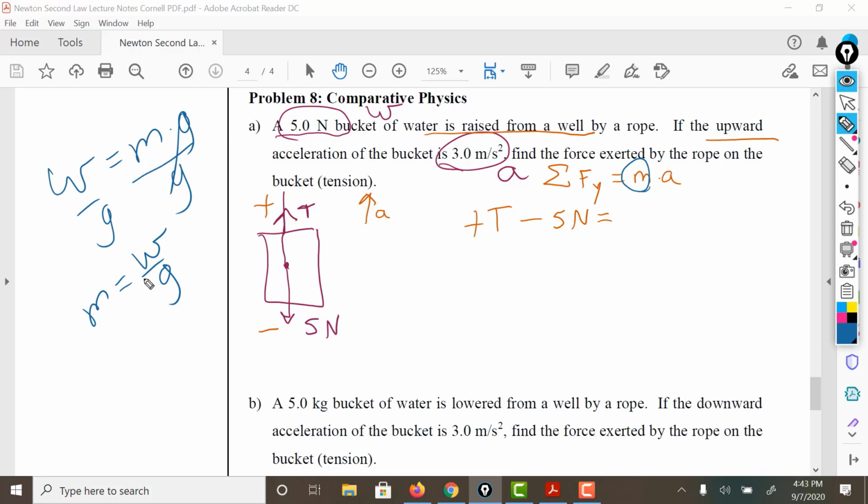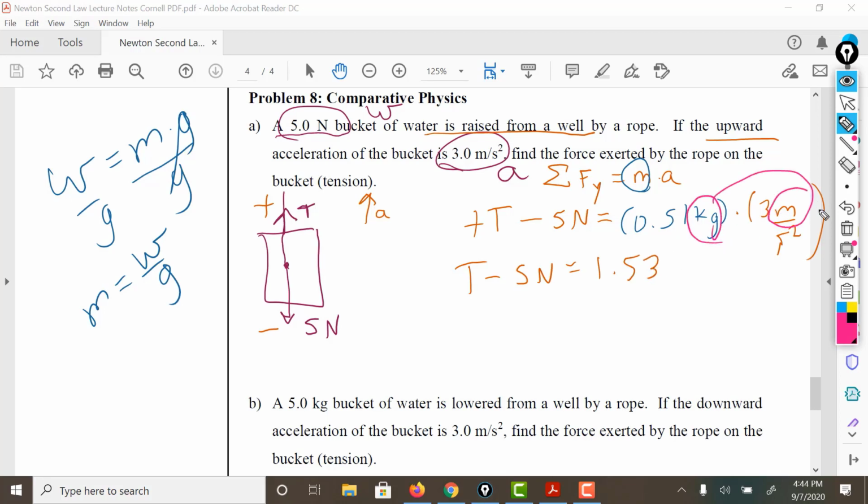So I'm going to go ahead and trust that you know how to do this in a calculator. It would be the 5-Newton weight divided by 9.8 meters per second squared, and that will result in the mass. In this case, the mass is going to be 0.51 kilograms. And then a is 3 meters per second squared. This ends up being tension minus 5 newtons. If we do this multiplication, 0.51 times 3 is 1.53. Again, notice the magic here. A kilogram meter over second squared is a newton. I want to get the tension by itself, so add 5 newtons to both sides.